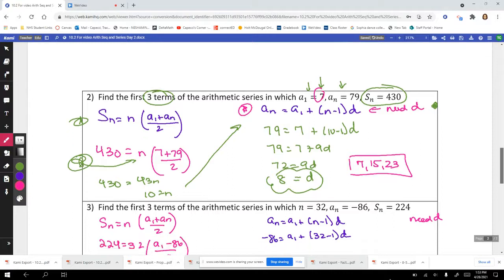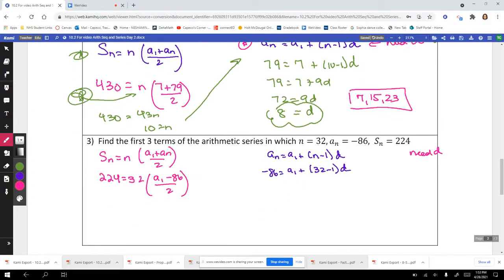All right, moving on. Same sort of thing. This time I'm given a little bit different information. I do need my first 3 terms, so I need to find my first term, and then I need to find my difference to go from there. The information I'm given is the number of terms, the last term, and my sum.